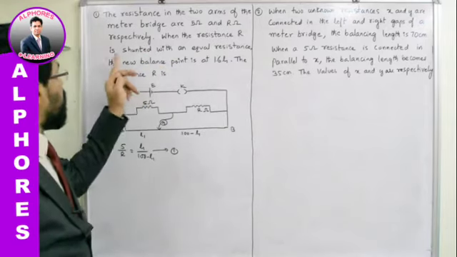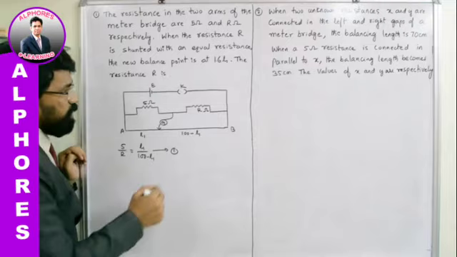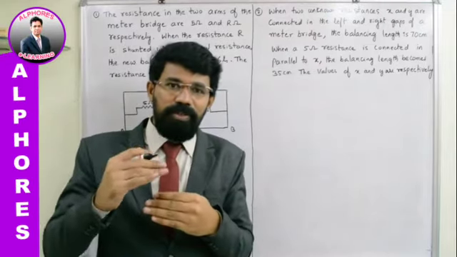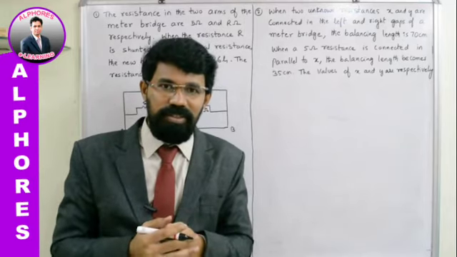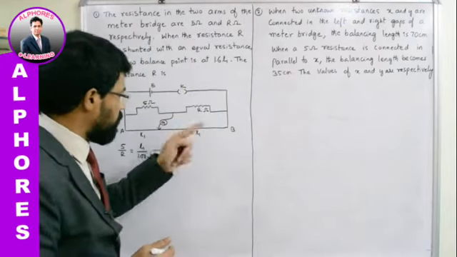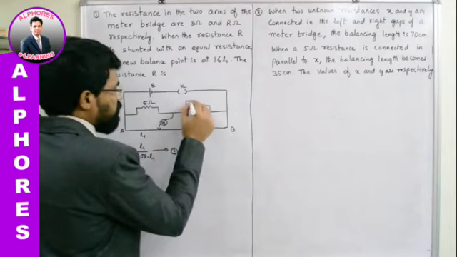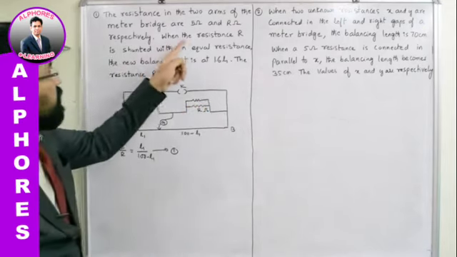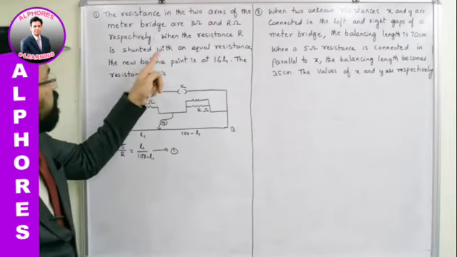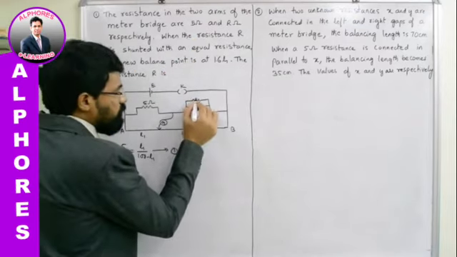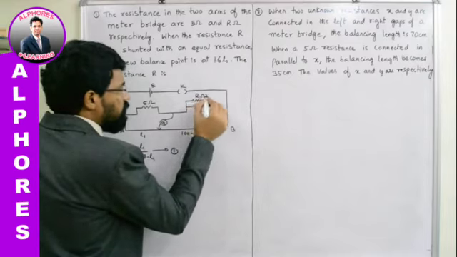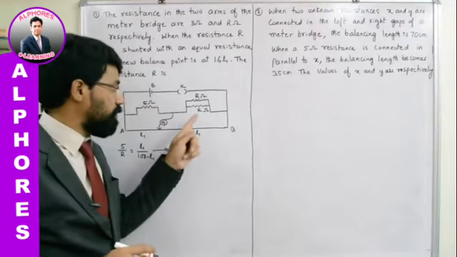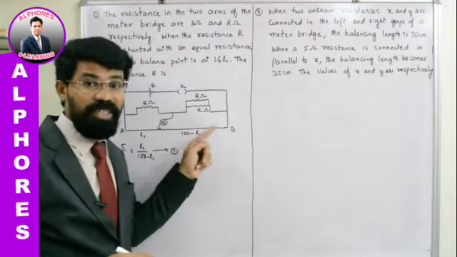When the resistance R is shunted with an equal resistance, so this R is shunted. Shunting in the sense, if any resistance is connected parallel to some other resistance, we say that the resistance is shunted. We say that this R is shunted if another resistance is connected parallel to this one. In the question it was said, when the resistance R is shunted with an equal resistance. So with what resistance is it shunted? With a resistance equal to R ohms only. Shunting means connecting a resistance parallel to the given resistance, then the given resistance is said to be shunted.